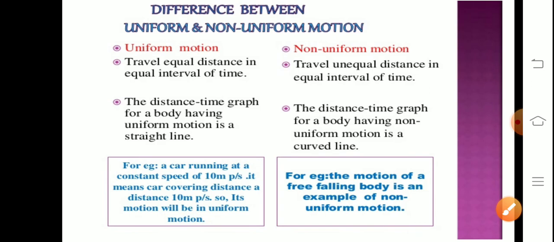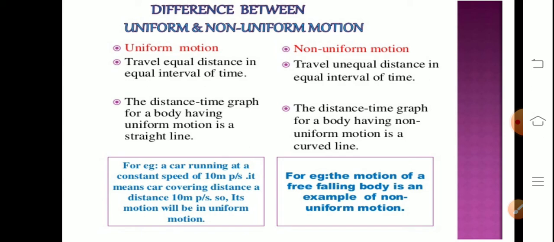See the screen. Here the differences between uniform and non-uniform motion are given. Uniform motion: travels equal distance in equal intervals of time; non-uniform motion: travels unequal distance in equal intervals of time. In the distance and time graph, uniform motion has a straight line and non-uniform motion a curved line. An example is also given: a car running at a constant speed of 10 meters per second. It means the car covers a distance of 10 meters every second, so its motion will be uniform motion, right?